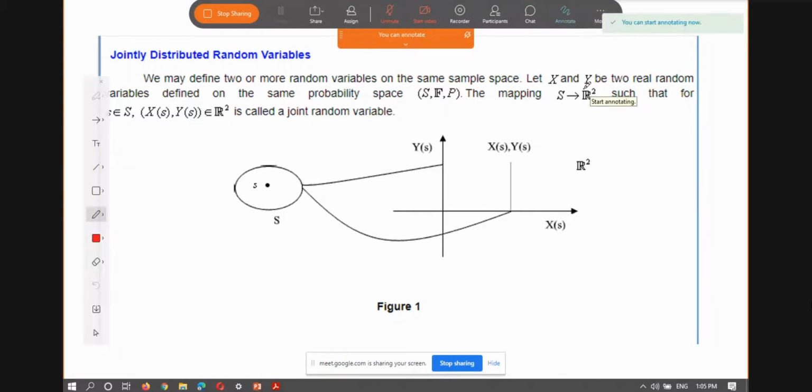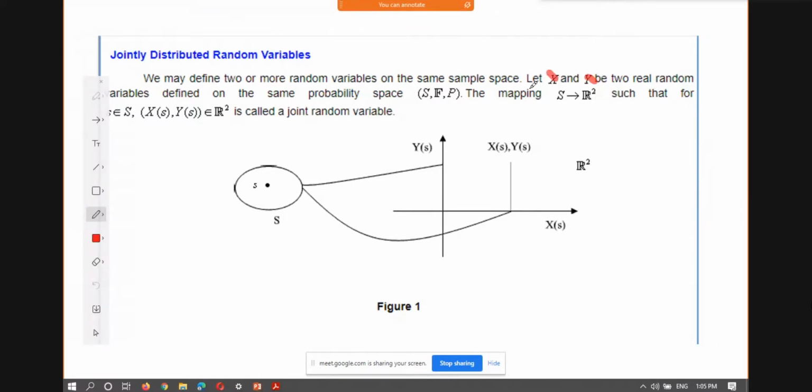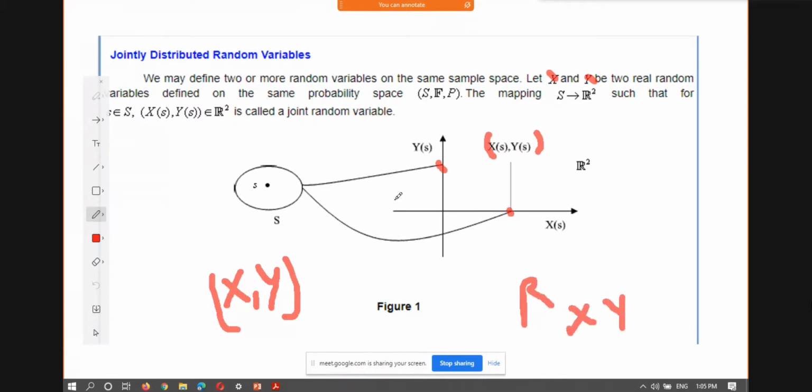For this X and Y, we take any sample point s from the sample space, and this sample point s is mapped by the random variable capital X to this point and by capital Y to this point. So this is actually the range of the random variable XY, and we sometimes represent it as (X, Y).